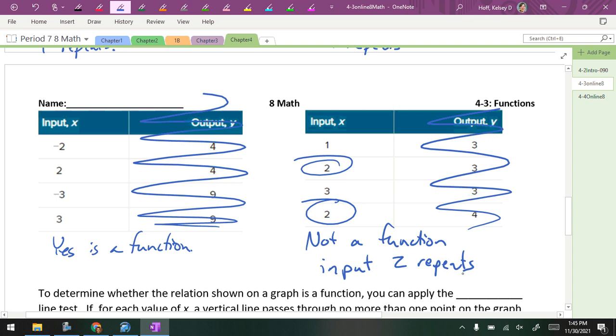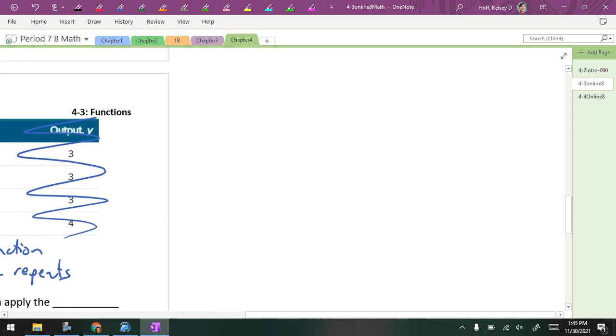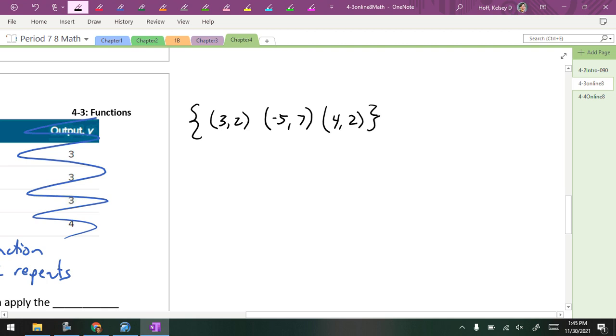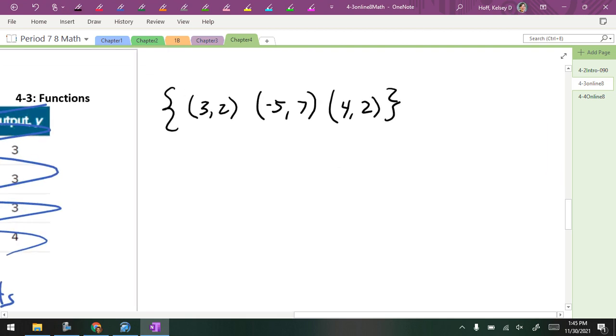I'm going to show you one other type of explanation you may see, or one other form. They may list for you some ordered pairs, and they'll put a brace and then go like 3, 2, negative 5, 7, 4, 2 in a brace. So my question to you is, if I have these 3 ordered pairs, is this a function, yes or no?